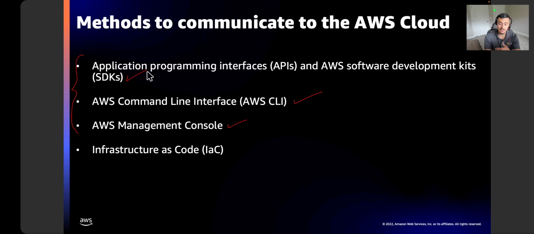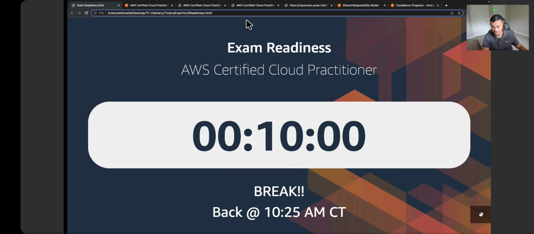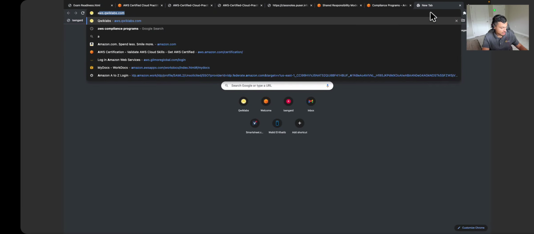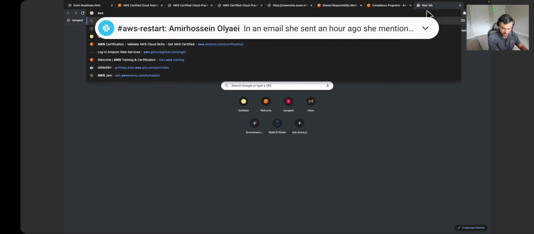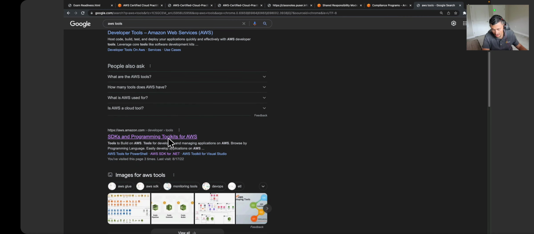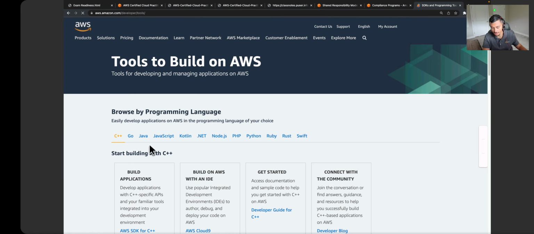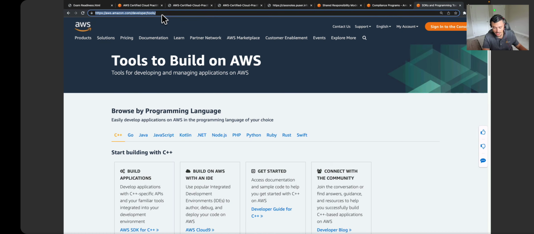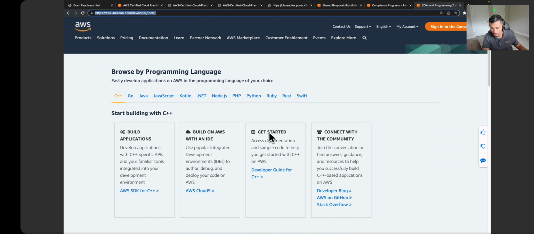And then we also have the SDKs, which we spoke about. So these are the software development kits or the specific APIs that are opened up for different languages, and I'll actually take you to this page here for the SDKs because I know someone asked about it. So AWS tools, if you just search up AWS tools, you should get that link here for SDKs and programming toolkits. Put this in the chat as well for those developers in the room.